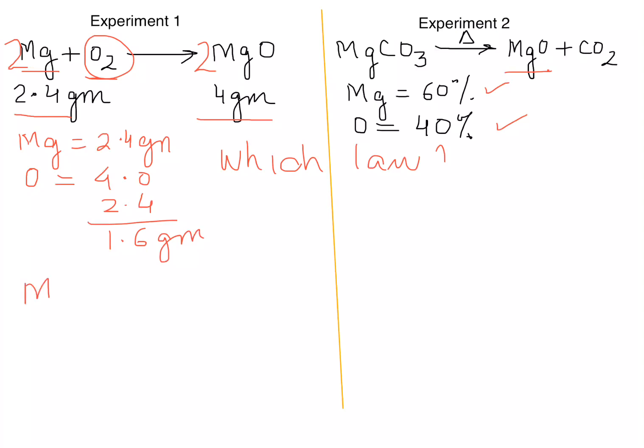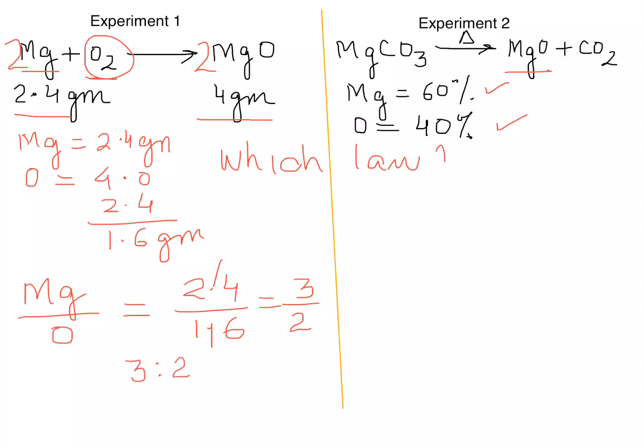So what is the ratio of magnesium to oxygen by weight over here? Yes, it is 2.4 divided by 1.6. Would you like to simplify it for me? Can you give me a simpler expression? Yes, do away with the decimals. 8 times 3 is 24 and 8 times 2 is 16. So the ratio of magnesium to oxygen as determined by this experiment, the first one, is 3:2.